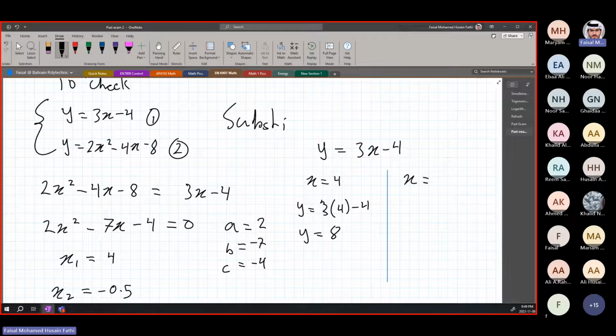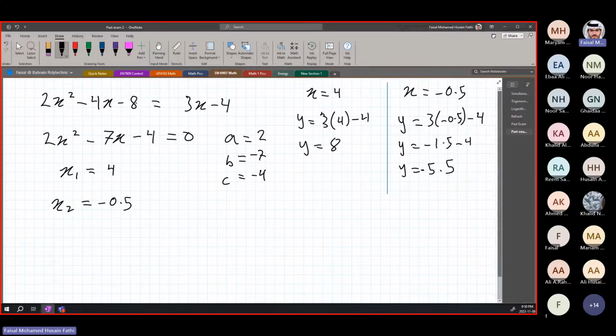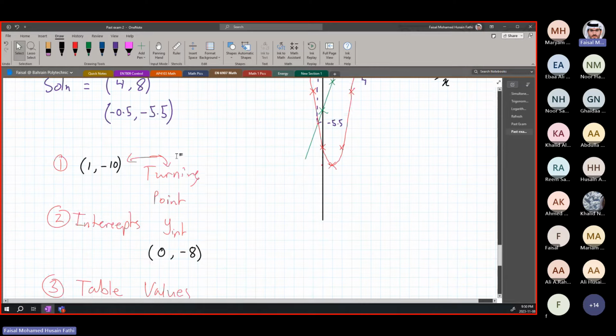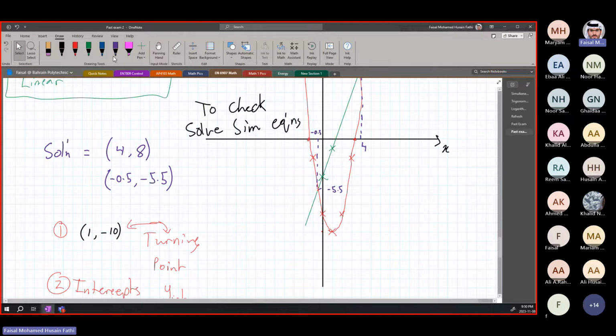Then when x is equal to minus 0.5, y is equal to 3 times minus 0.5 minus 4. 3 times minus 0.5 is minus 1.5, so y is equal to minus 1.5 minus 4, which is equal to minus 5.5. So what are our points? This one is (4, 8), and this is (minus 0.5, minus 5.5), which is exactly the same points that we got during our plotting of the simultaneous equations.